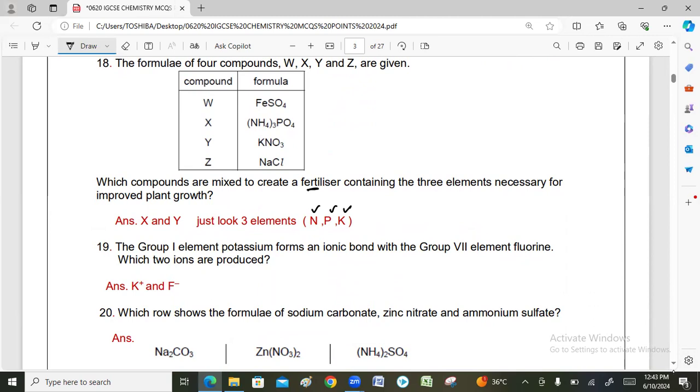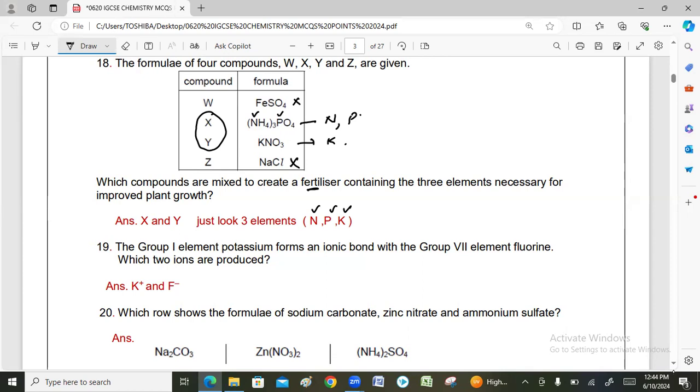So W has no NPK. So N and P, it provides nitrogen and phosphorus, and then KNO3 provides potassium. So it means that if we mix X and Y, we will get the NPK, meaning nitrogen, phosphorus, and potassium. Mostly, I have selected those questions in which there is a direct approach.